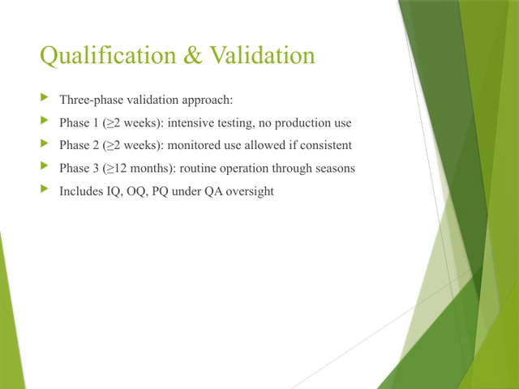Once we're confident, we move to the second phase, which also lasts at least 2 weeks. Here, monitored use is permitted, but only if the system performs consistently and meets our standards. This step allows us to observe its behavior in a more real-world setting without full-scale deployment. Finally, the third phase is the longest, spanning at least 12 months. This is where we operate routinely through all seasons, ensuring robustness and stability over time.